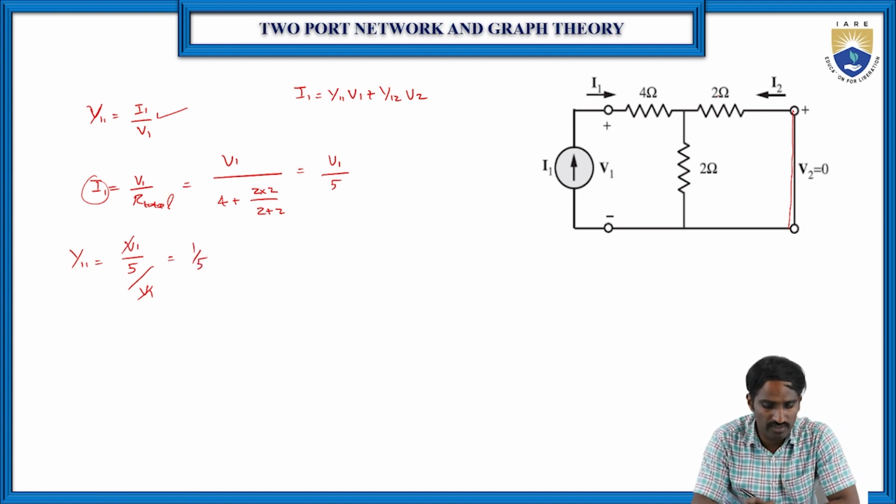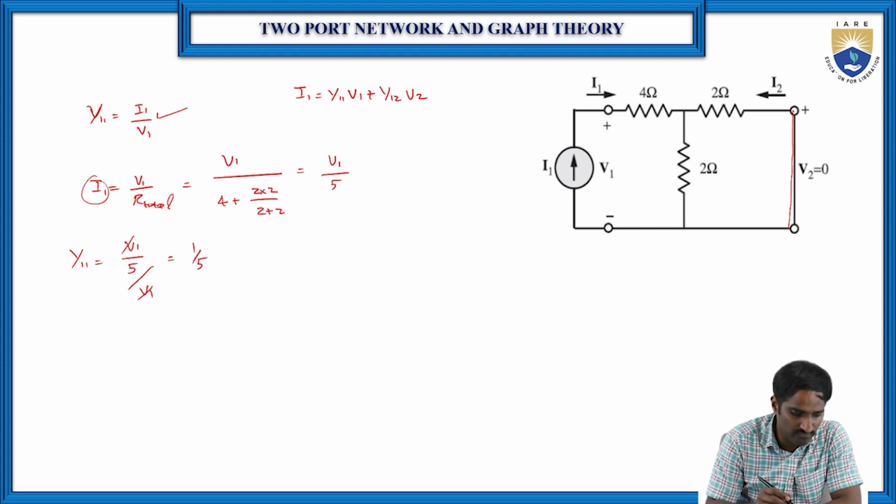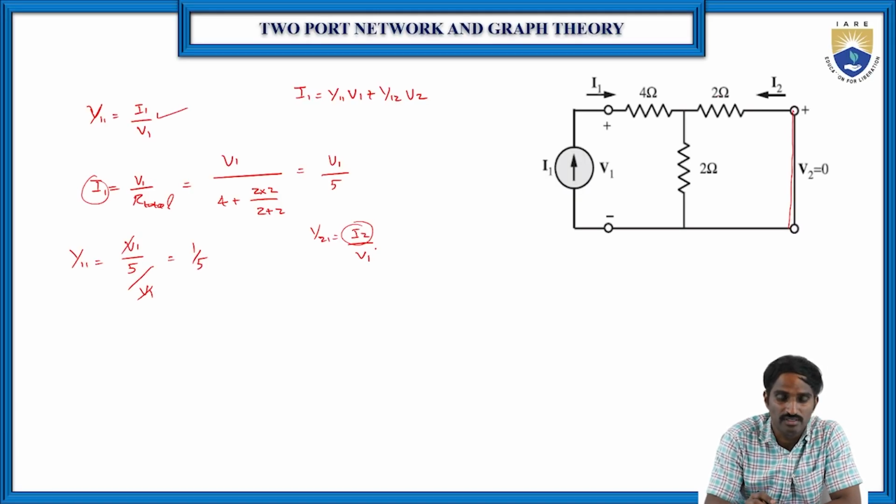Okay, so here y11 is equal to 1 by 5. Then similarly, we can find y21. So y21 is I2 by V1, which means we need to find the I2 value in terms of V1. Then how do we find I2 in terms of V1?